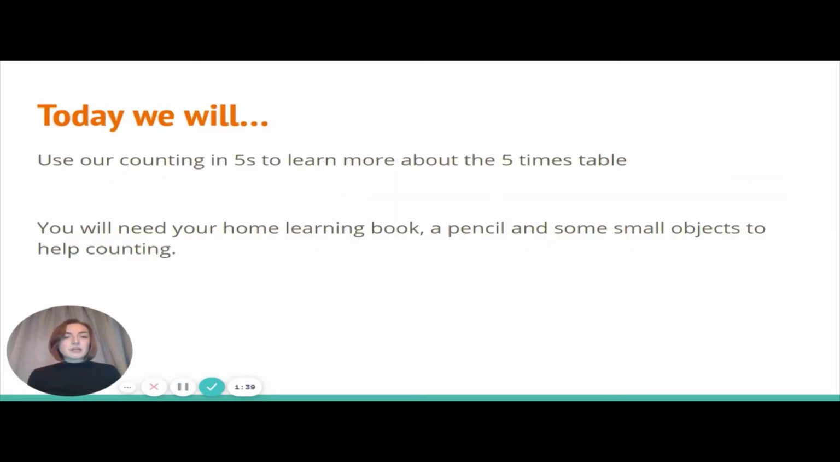So today we will use our counting in fives to learn more about the 5 times table. You will need your home learning book, a pencil and some small objects to help with counting.